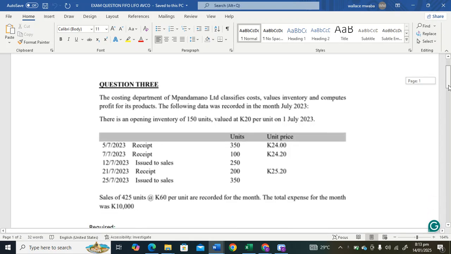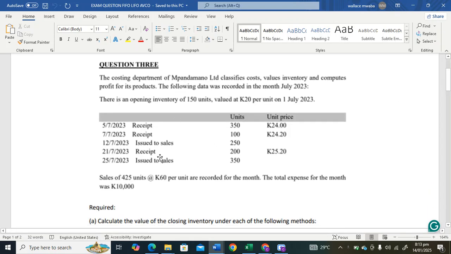So here in the question, we've been given information about certain transactions. As we're solving the question, we're going to be going through each of these transactions. They tell us there's a sales of 425 units at 60 kwacha per unit recorded for the month. And the total expense for the month was 10,000 kwacha.